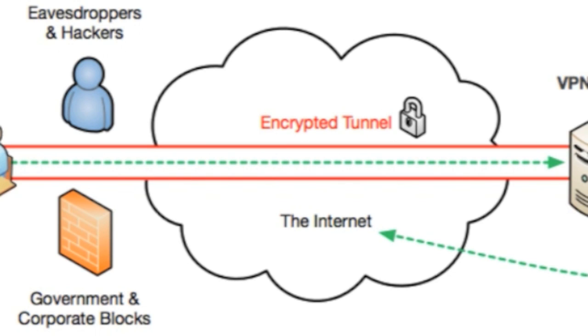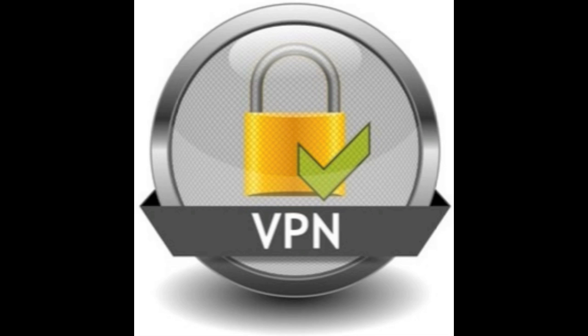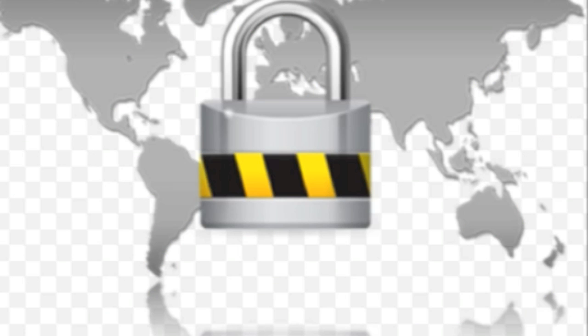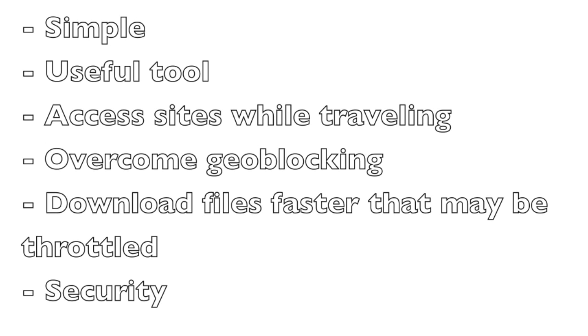Since your computer acts as if it's on the network the VPN is connected to, it allows you to more securely access local network resources. This works even when you're on the other side of the world, which means you'll be able to use the internet as if you were present at the VPN's location, which has some benefits if you're using public Wi-Fi or want to access geo-blocked websites, which we will get into later. So a VPN is a simple but very useful tool.